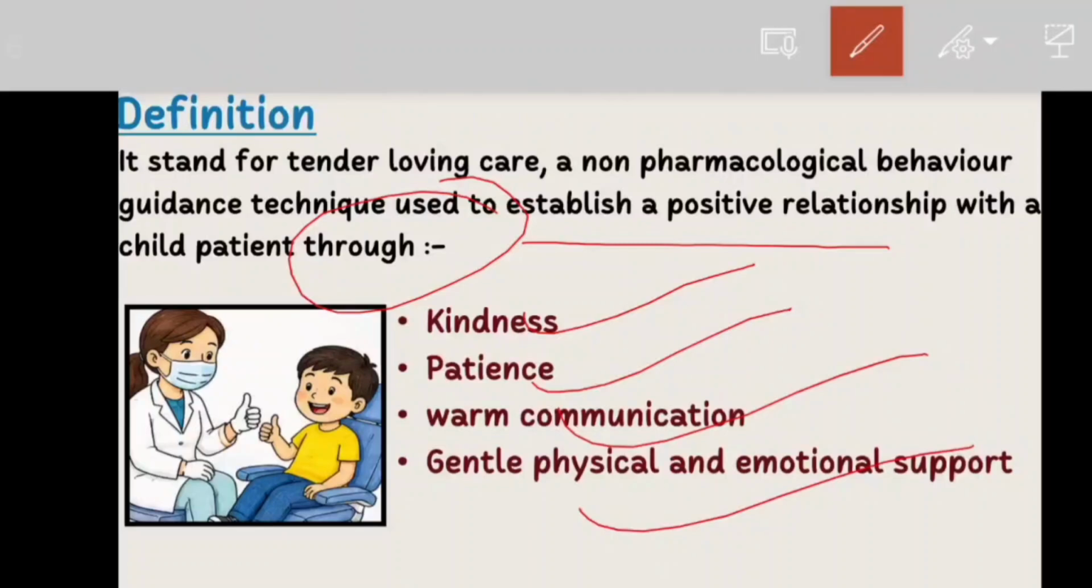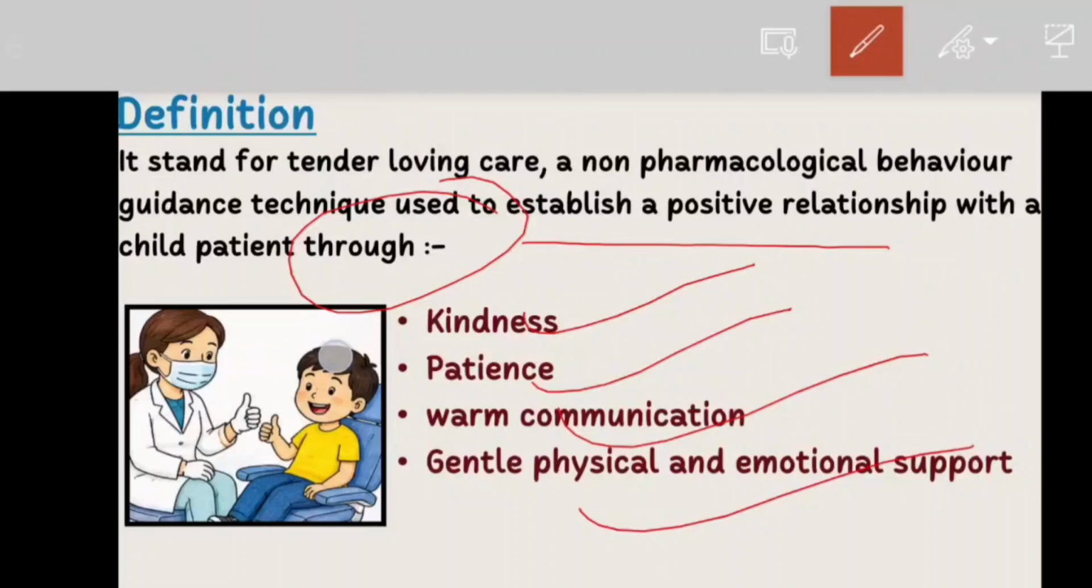For example, let's suppose a 6-year-old child is scared of getting a filling. Instead of saying don't cry, sit properly, the dentist smiles and says, hello Arav, today we are just going to count your teeth, so you will do great. Immediately the child becomes more relaxed, and this is TLC.